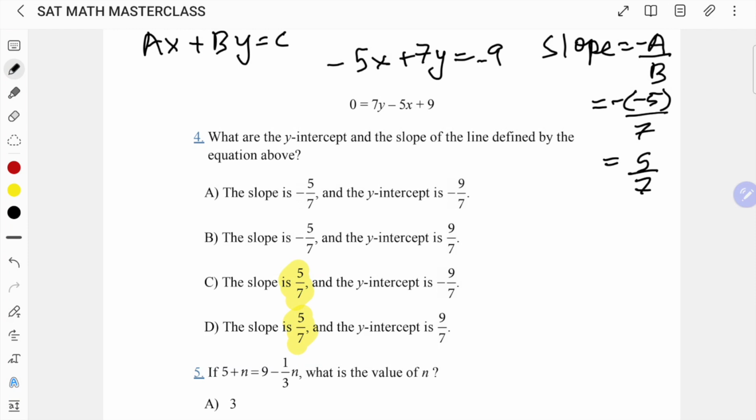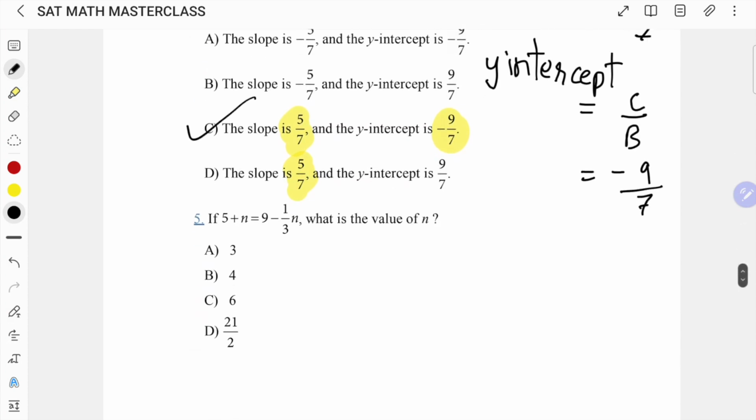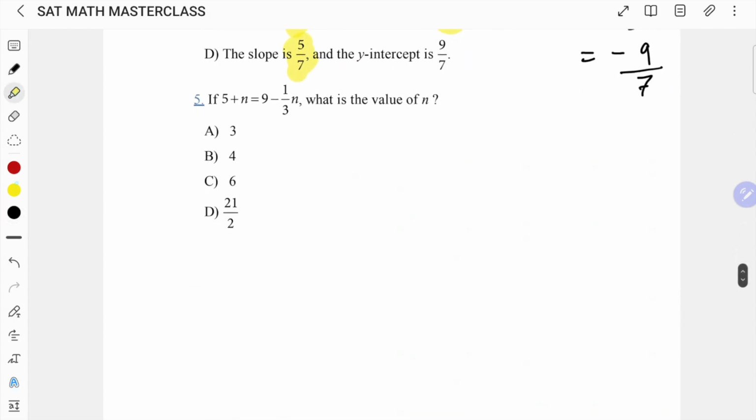Alright. Now the y-intercept. How do we find the y-intercept? We know that since this equation is in the standard form, the formula for y-intercept equals c by b. So it will be minus 9 divided by 7. So the correct answer will be option C. The slope is 5 divided by 7 and the y-intercept is minus 9 by 7. Alright. Moving on to the next question.